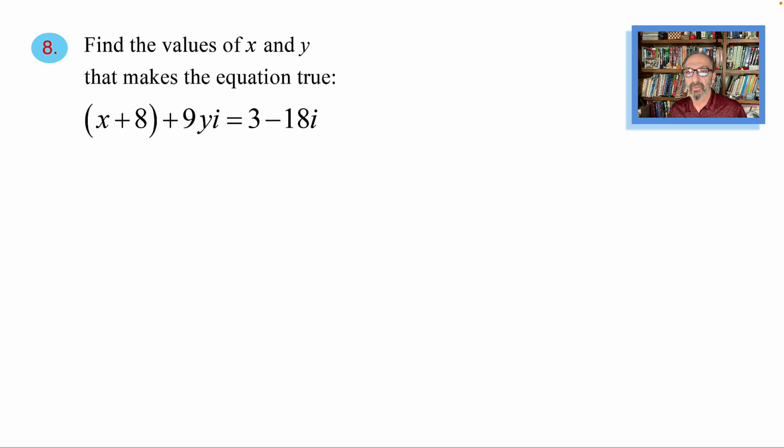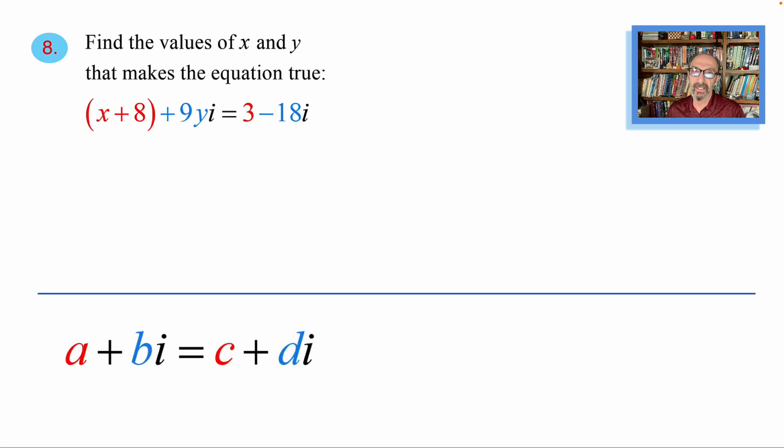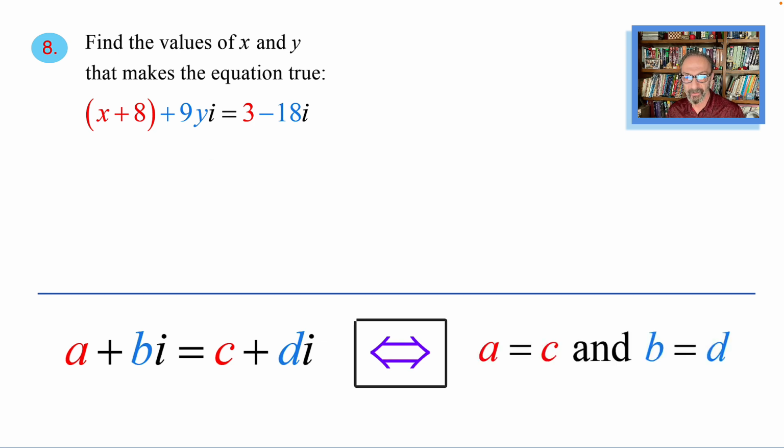To find the values of x and y that make the equation true, we need to compare the real part to the real part and the imaginary part to the imaginary part. Let me color things to show you what I mean by the real part and the imaginary part. The real part is written in red, and the imaginary part is written in light blue. We will be using the following concept. If a plus bi equals c plus di, then a has to equal c and b has to equal d.